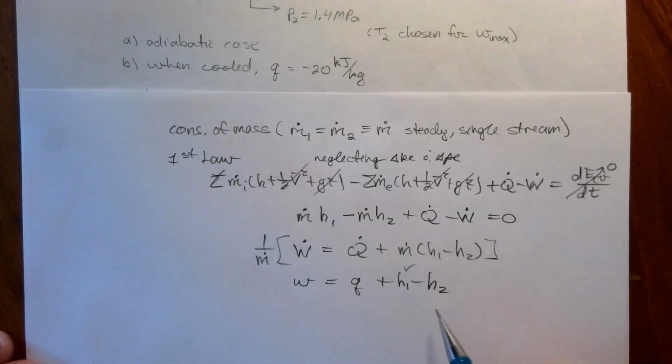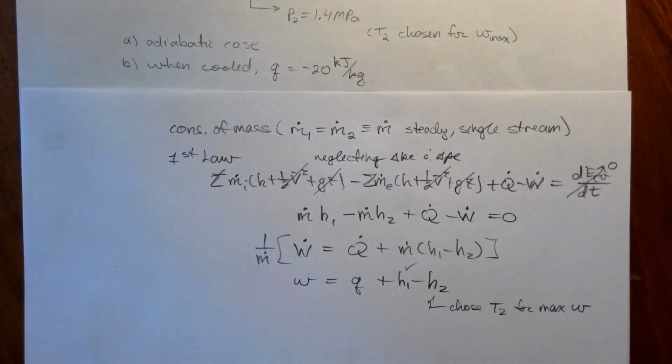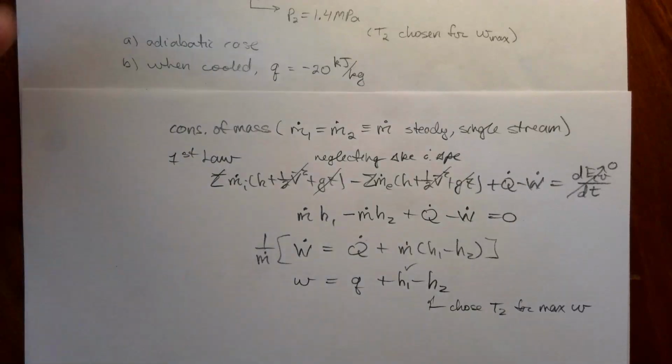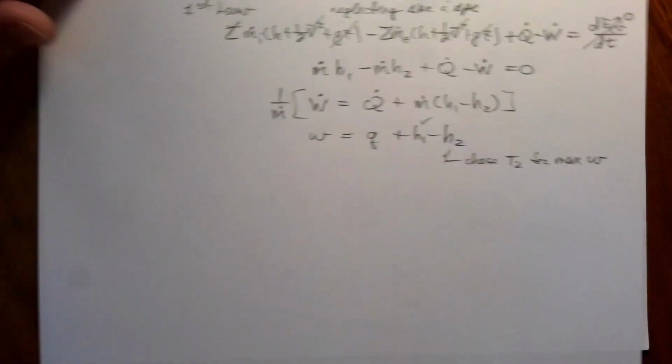State 1 is defined. State 2 is not defined, right? So we're going to choose state 2 for max power. Choose T2 for maximum theoretically possible W. And so we'll use the second law to do that. So let's continue on and write down the second law equation.